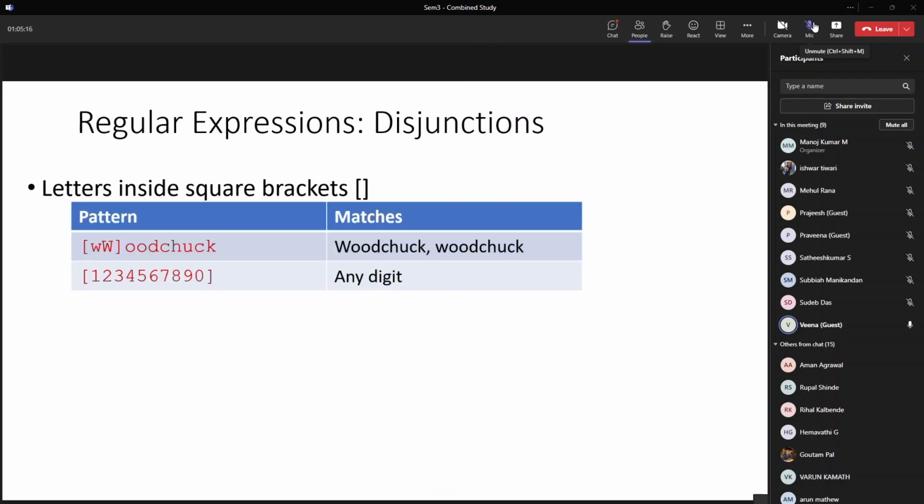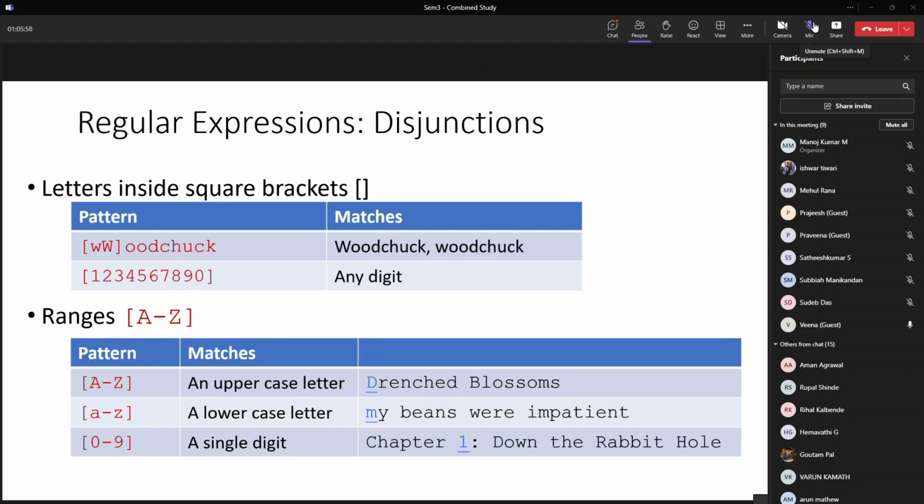So for that, we are using something called disjunctions. A disjunction is nothing but what we mention inside the square bracket, right? So for example, for the woodchuck, if we are putting [wW], it means both lower and uppercase we need to consider. And then we are writing the rest, so it will match with both woodchuck and Woodchuck. Similarly, if you want the S also to be matched, then you can put it in brackets. Similarly, [0-9], if you put it, any digit in that range will be taken.